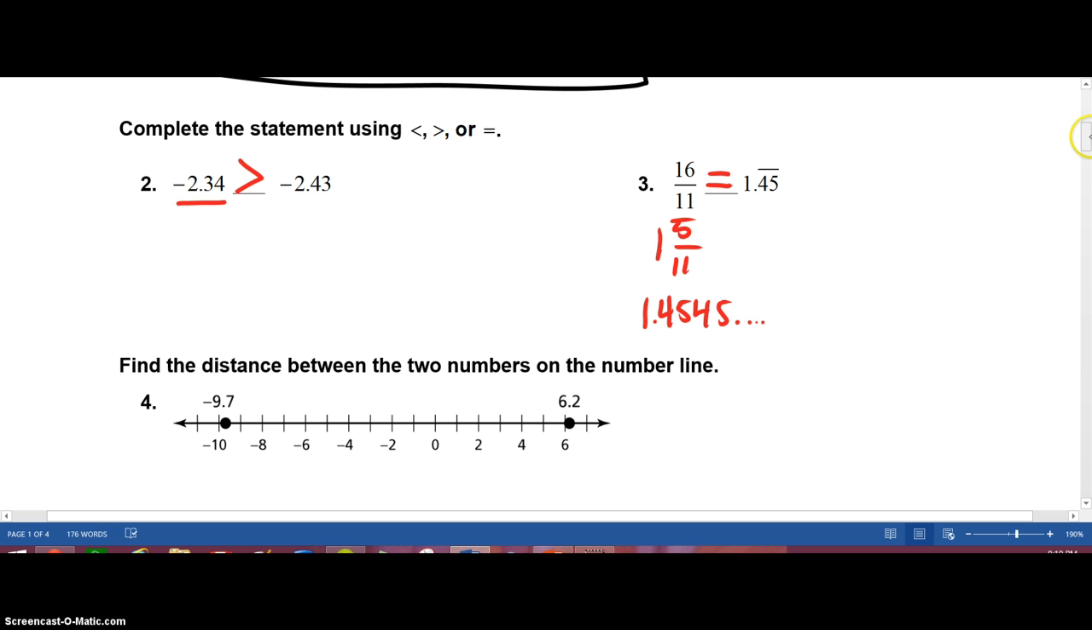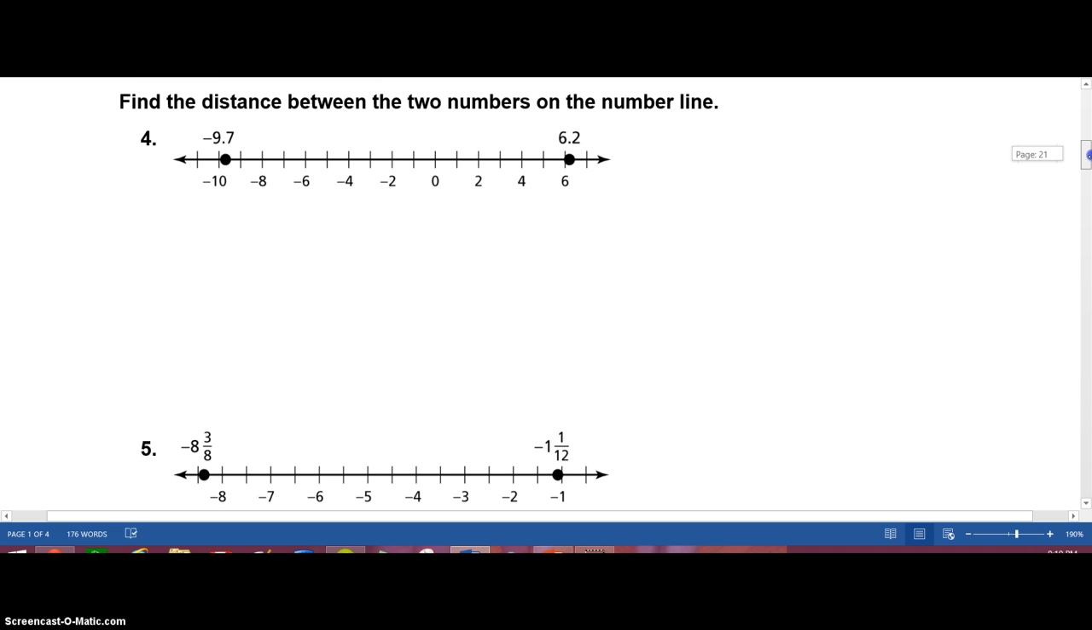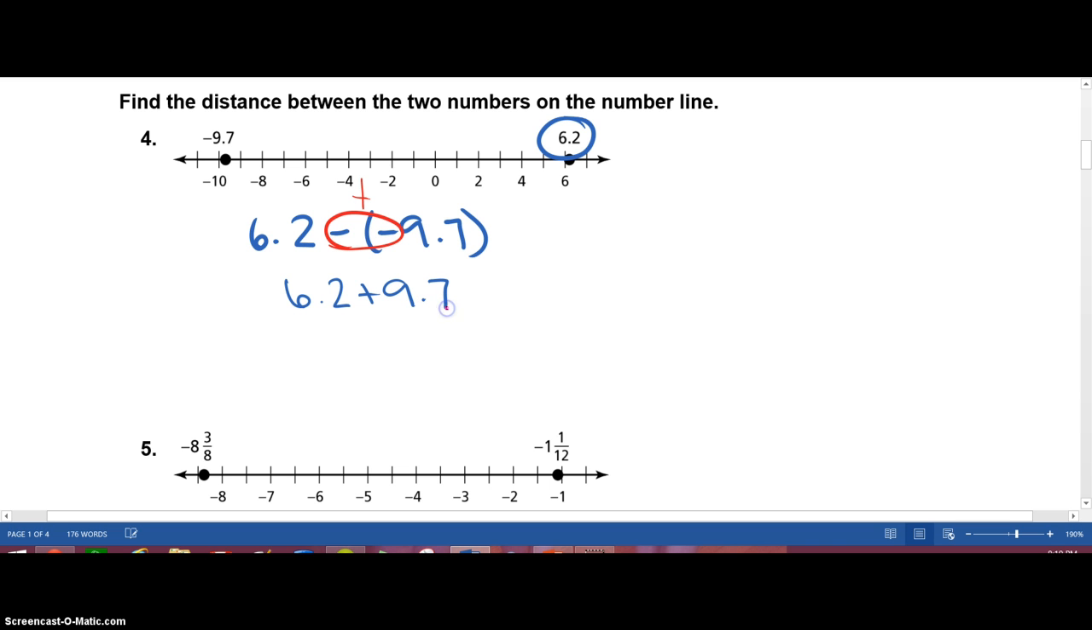For number 4, find the distance between the two numbers on the number line, 4 and 5 here. So for number 4, we have negative 9.7 and 6.2. So what we're going to do is take our larger number here, 6.2, and we're going to subtract from it our smaller number, which is negative 9.7. So I've set up my expression. I have these two negative signs next to each other, so that creates a positive. So I could rewrite this as 6.2 plus 9.7, and now it's just a simple addition problem with two decimals, and we end up getting 15.9 as our answer. So again, I would box that answer.